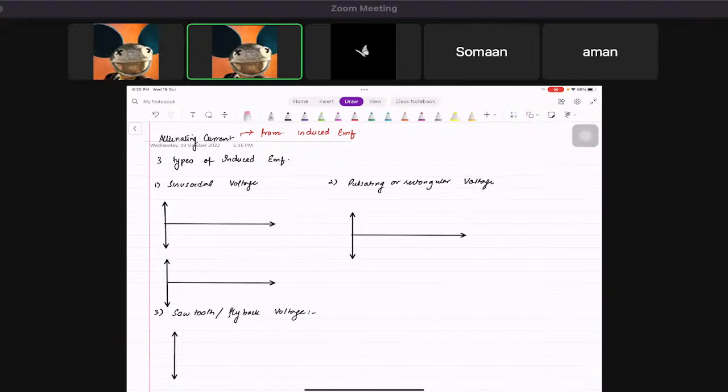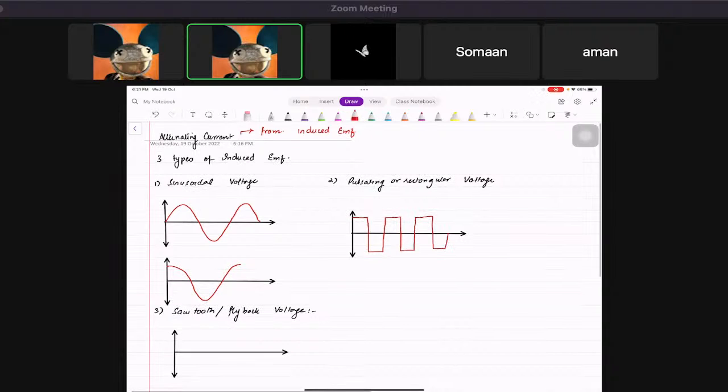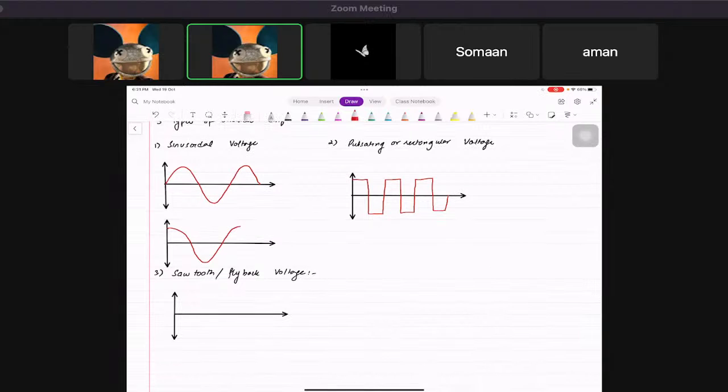Okay, now, so sinusoidal could be a sine wave sort of thing, like this, right? And it could be like a cosine wave, like this. Rectangular waves are like pulsating ones, sort of like this, right? And the sawtooth or flyback, just don't get very scared of it. It's just like this. Okay, like that.